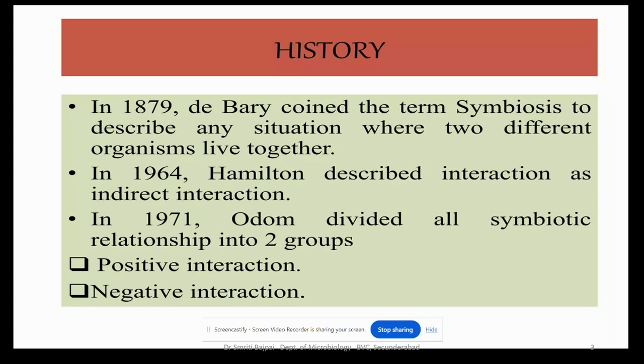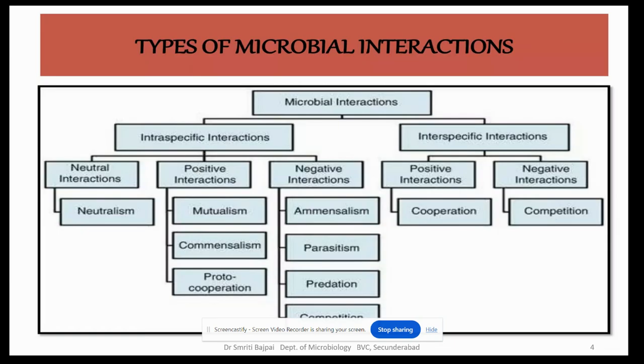History: the term symbiosis was first given in 1879. After that, Hamilton in 1964 gave the indirect interaction. Then Odum divided interactions into two groups, positive and negative.